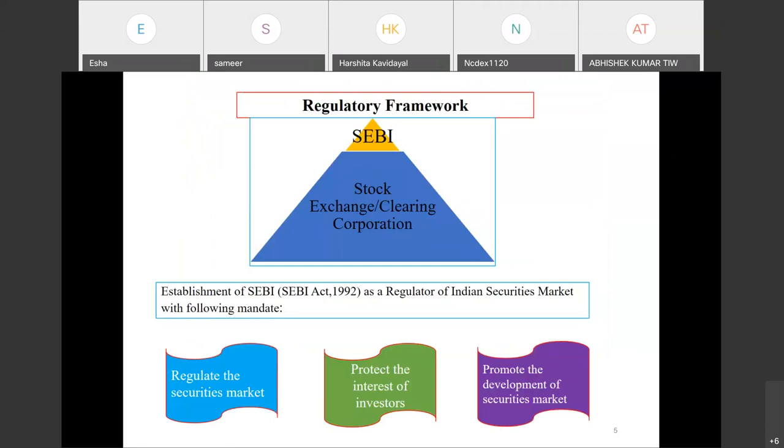SEBI has three mandates: regulate the securities market, protect the interest of the investor, and promote the development of the securities market. We also have the clearing corporation, whose most critical and prominent function is novation. The clearing corporations here are MCXCCL, NCCL, Metropolitan Clearing Corporation, then Indian Clearing Corporation by BSE, and NSE Clearing by NSE. So here is the regulation of the securities market. SEBI is regulating the securities market, and various rules and regulations empower SEBI to do so.